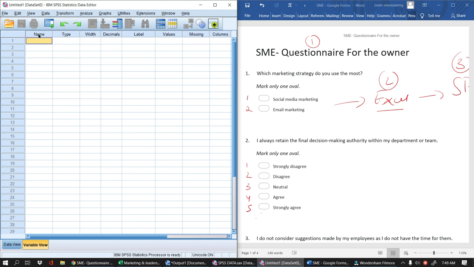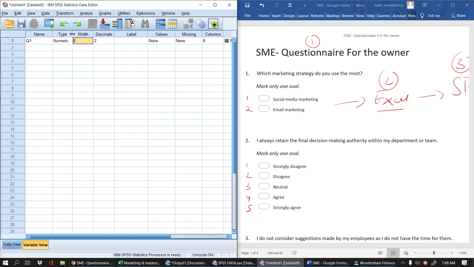In the name over here you could write marketing strategy, but I like to keep it short. So it's Q1, which corresponds to the first question in my questionnaire. And the type should always remain numeric. So depending on the type of analysis, but most analysis would require that this is numeric. So just keep it numeric, the width and the decimal.